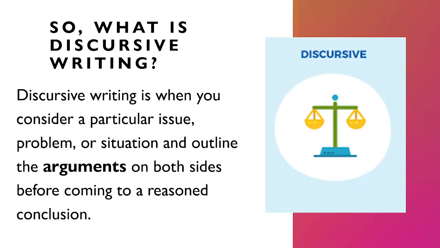So what is discursive writing? Discursive writing is when you consider a particular issue or a problem or a situation and you outline the arguments on both sides before coming to a reasoned conclusion. I've highlighted this word arguments on purpose because it is discussing what the one argument is and what the other argument is. But there's a difference when it comes to discursive writing, and this is the important part. It needs to be balanced. Like a scale, it needs to be balanced.